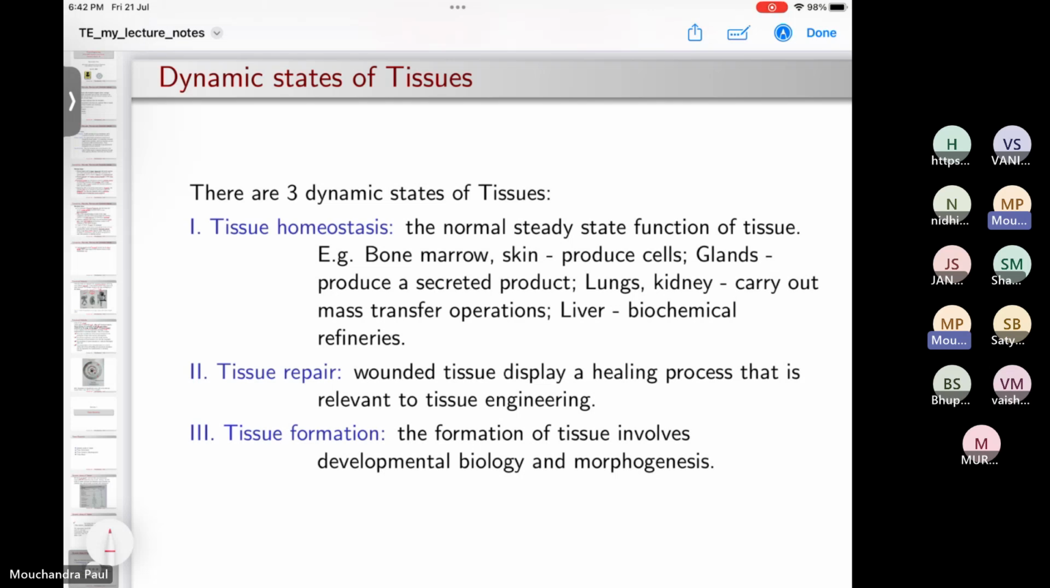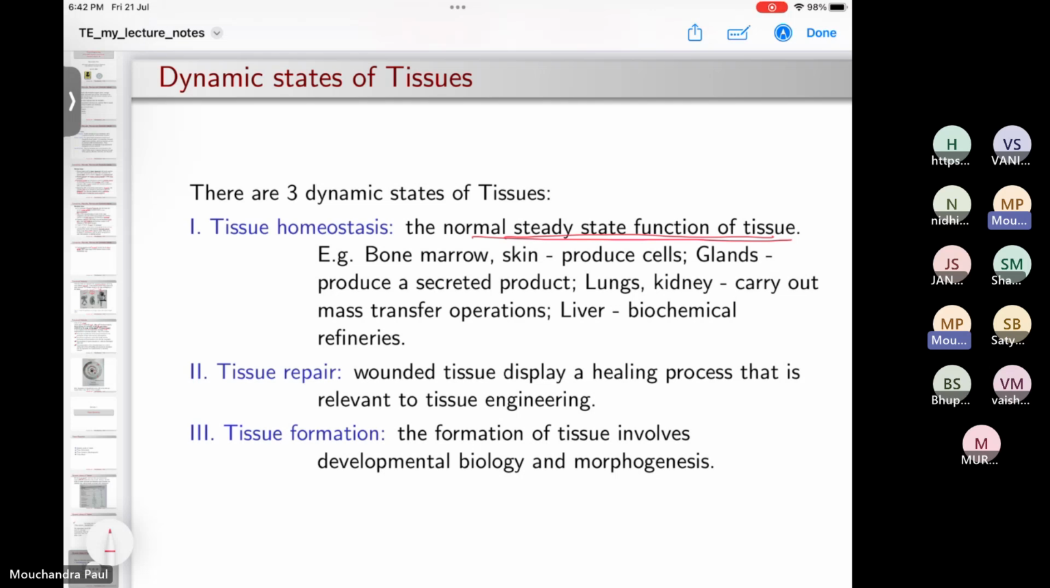So tissue homeostasis basically refers to the normal steady state function of a tissue. And again, let me repeat, the steady state can be multiple, like a tissue can be present in multiple types of steady state. So when it is healthy, it is functioning in steady state 1. Now suppose it is injured, then the steady state is changed. Then steady state 2 is there.